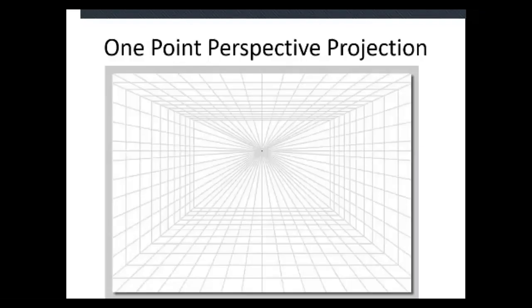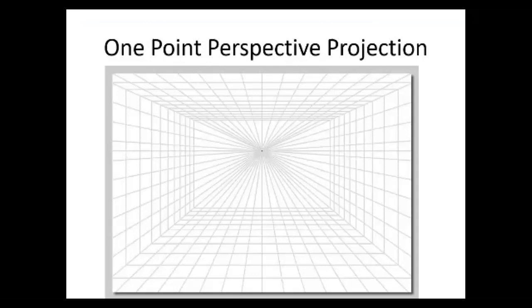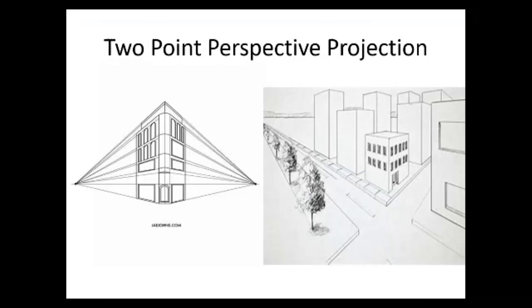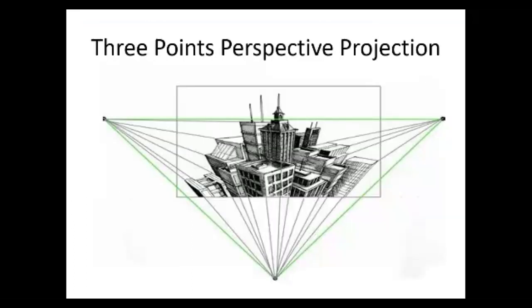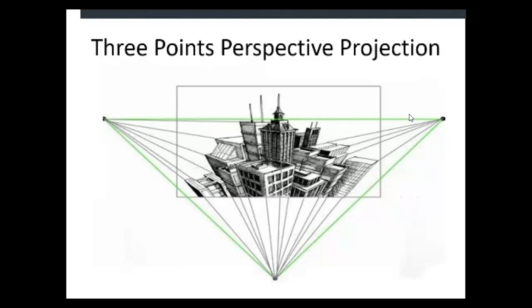This is a one-point perspective projection. Here we focus all our image from one point in a perspective projection. Then this is called one-point perspective projection. This is a two-point perspective projection. When there are two vanishing points in an image, then it is a two-point perspective projection. This is a three-point perspective projection because there are three vanishing points in this image.